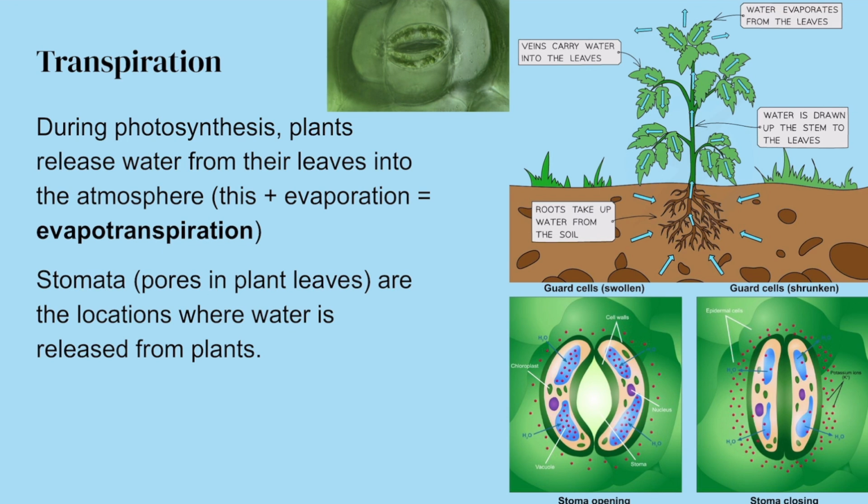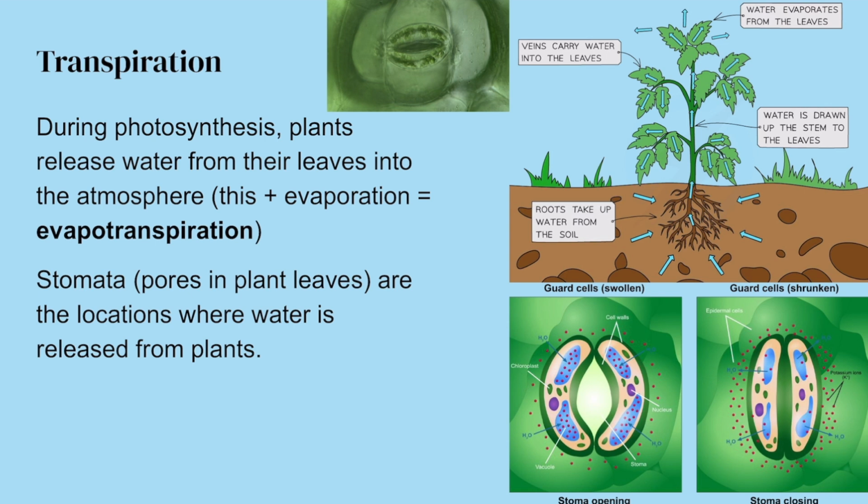So one of the other three processes of the water cycle is called transpiration. This is when plants release water from their leaves into the atmosphere. This happens during photosynthesis. This process, coupled with evaporation, is called evapotranspiration.